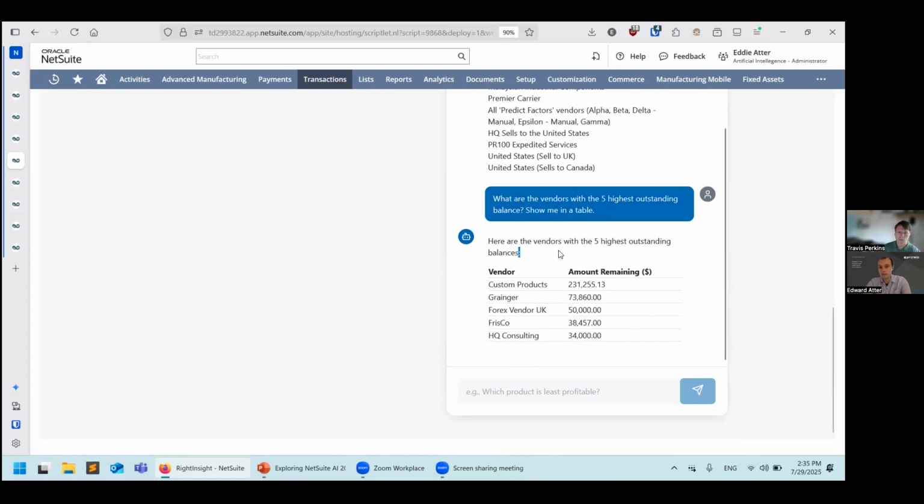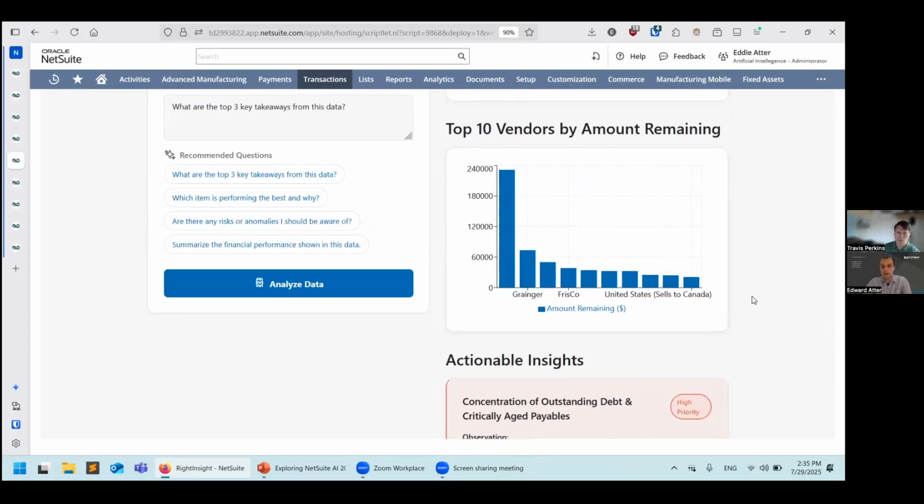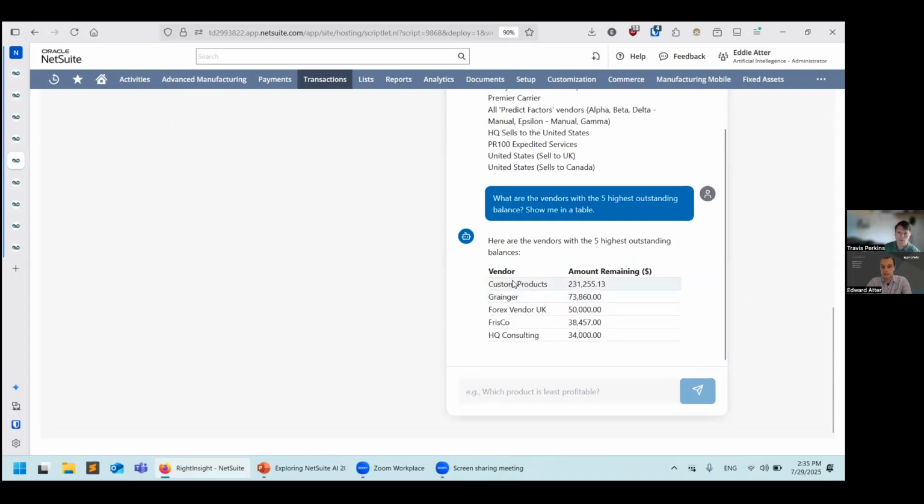So you can see here, it's calculated the five highest outstanding custom products, of course. And if we can, of course, pull this from here as well. But I find this helpful because now maybe I'm just going to copy and paste this data into Excel, and I can analyze it further.